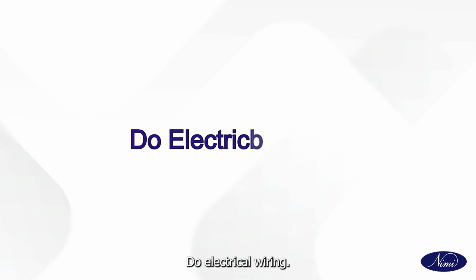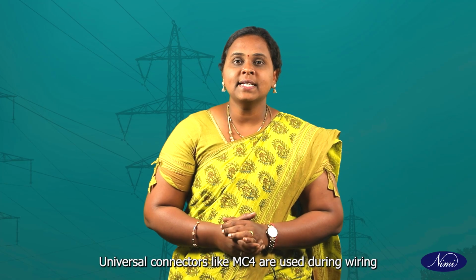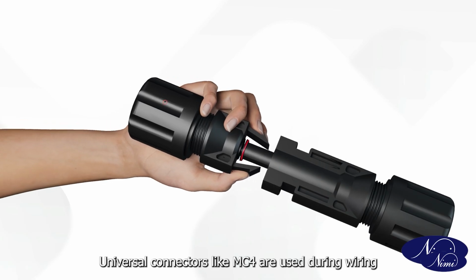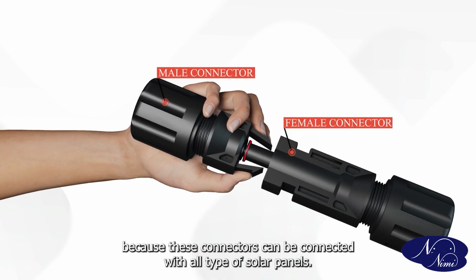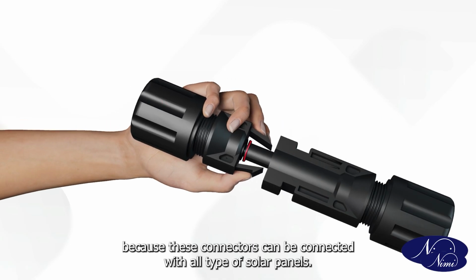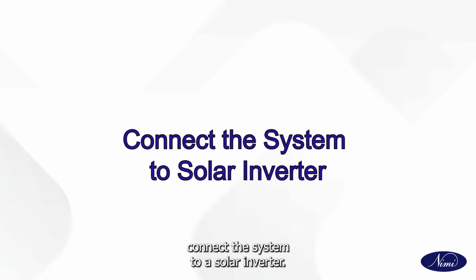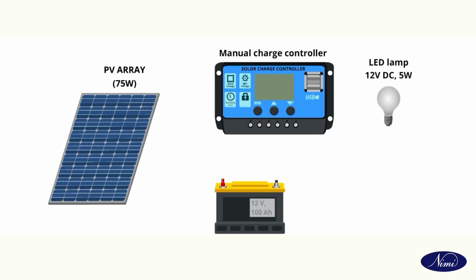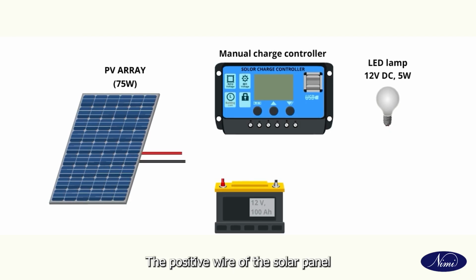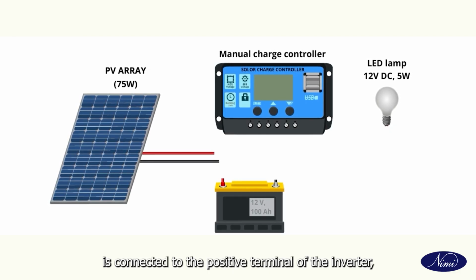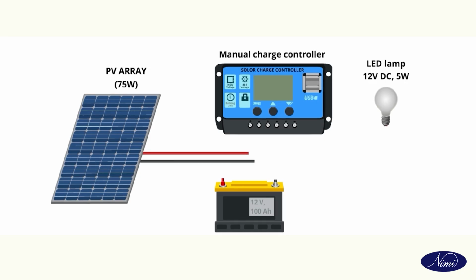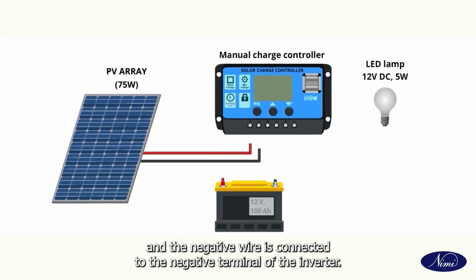The next step, do electrical wiring. Universal connectors like MC4 are used during wiring because these connectors can be connected with all types of solar panels. Next step, connect the system to a solar inverter. The positive wire of the solar panel is connected to the positive terminal of the inverter and the negative wire is connected to the negative terminal of the inverter.